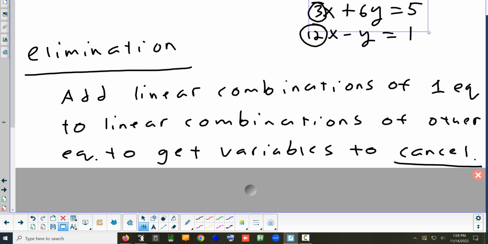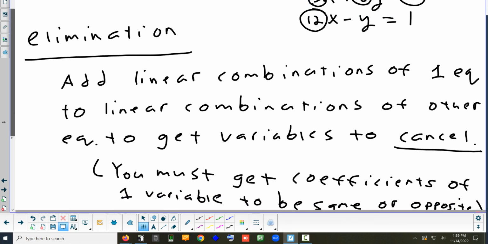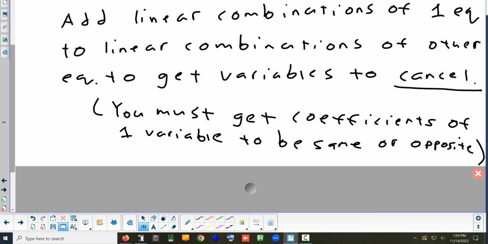But remember, whatever you do to one of them, if you multiply this first one by negative 4, you're going to multiply the second one by negative 4, and the third one. You're going to multiply them all. Again, the goal is to get the numbers in front of the variable to be opposite.